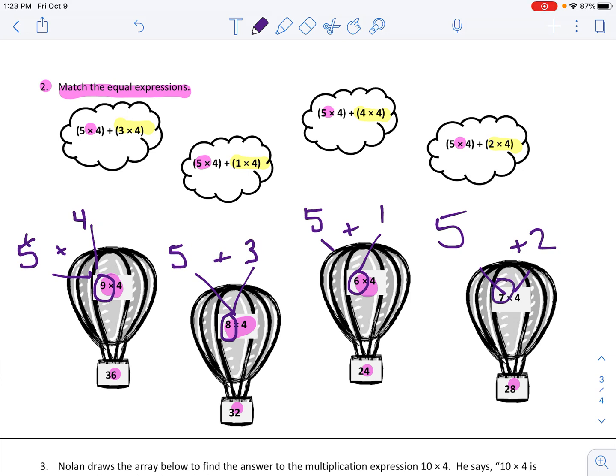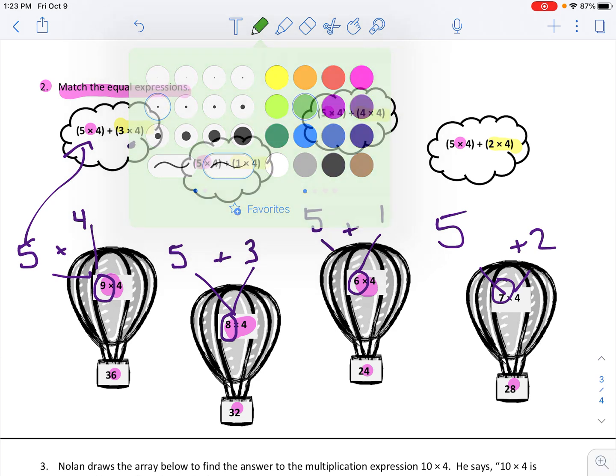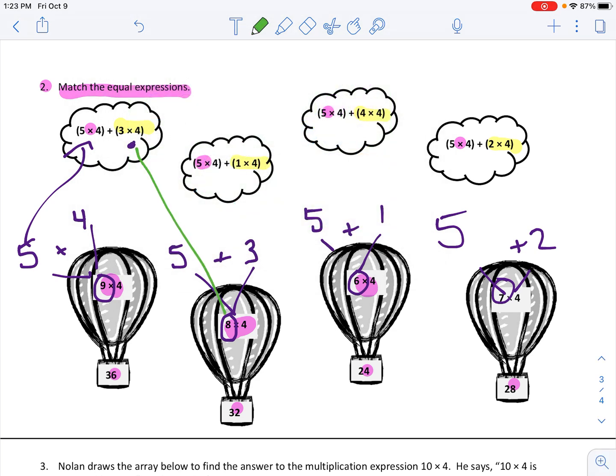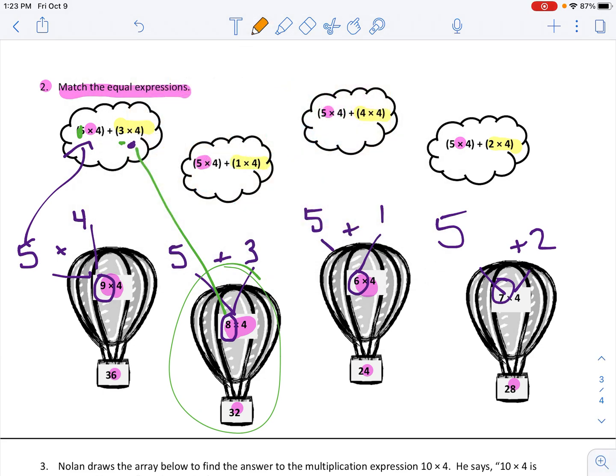So if I look up here, the top part of the array is 5, and the bottom part would be a 3. Well, that's going to match the one that equals 8, because 5 plus 3 equals 8. So that's this balloon. If I change color so you can see it, this one is a 5 times 4 plus a 1 times 4. So 5 plus 1 is, yep, 6. It goes to this balloon.